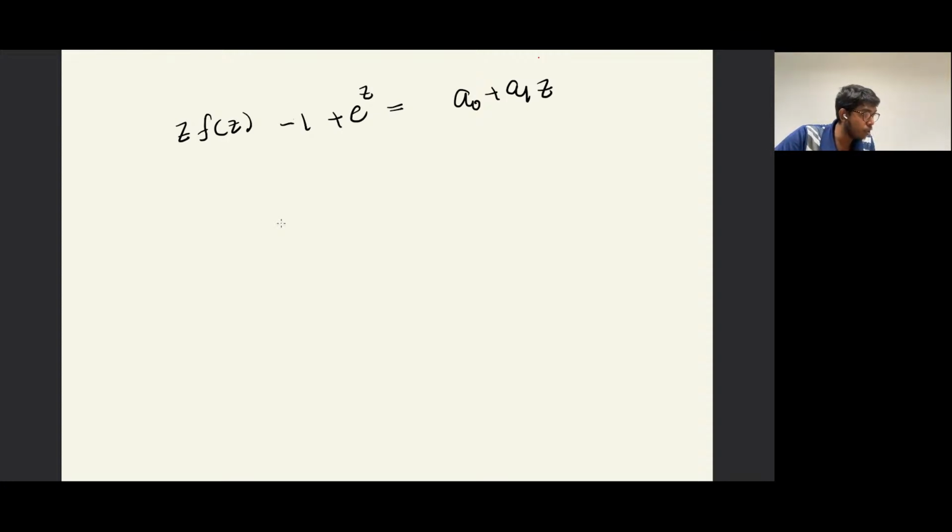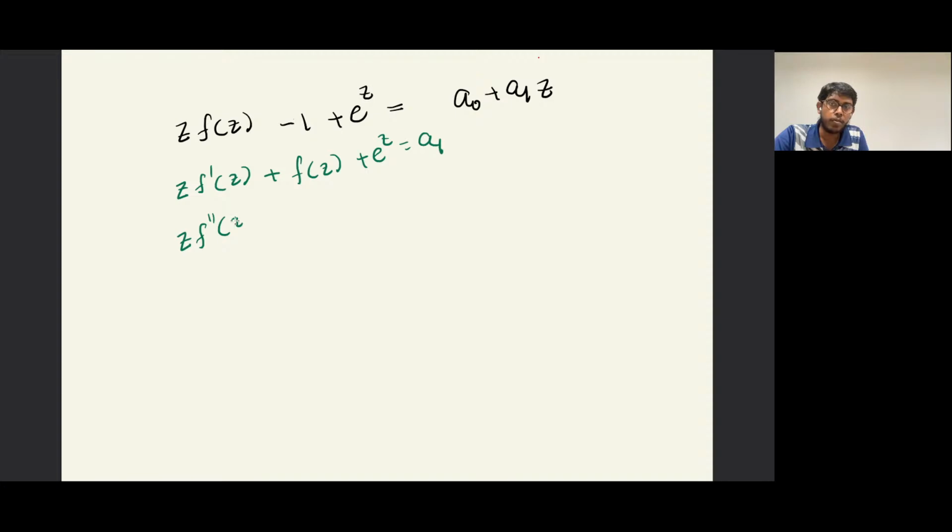Then fine, that's great. Let's find the first derivative. We get z f prime z plus f z plus e to the z equals a1. If I do the second derivative, that gives me z f double prime z plus f prime z, plus 2 f prime plus e to the z equals 0.